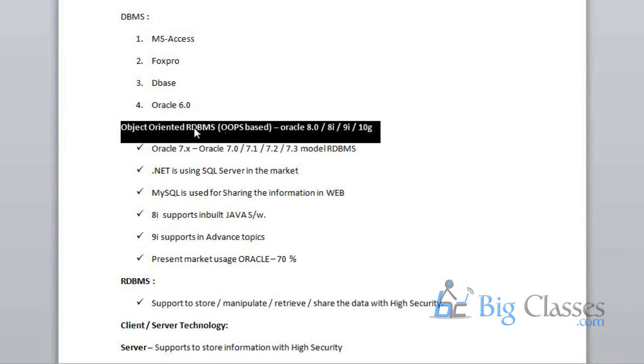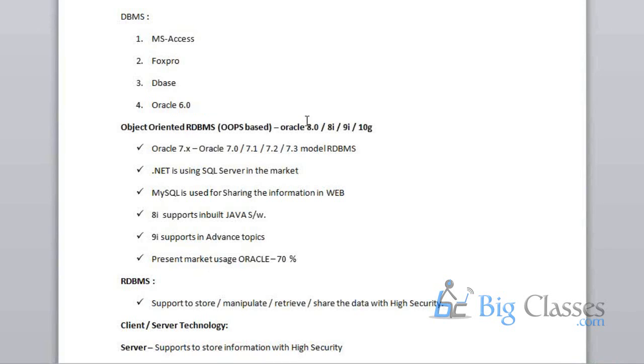The examples under this object-oriented RDBMS are Oracle 8.0, 8i, 9i, 10g. Likewise, Oracle 7 and .NET technology using SQL also support web development, and Oracle 8i supports Java software also. So Oracle RDBMS supports the Java environment also. The 9i version supports advanced topics.